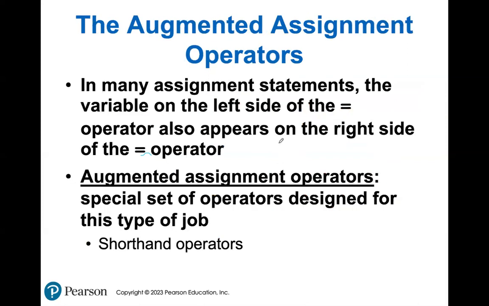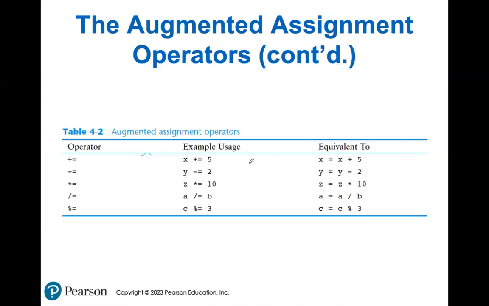All right, another very useful thing is called augmented assignment operators. It's just easier to show you the example. They're also sometimes called shorthand operators. And this is what they look like. As you can see, we combine plus and equal sign, or minus and equal sign. We combine something with the equal sign.